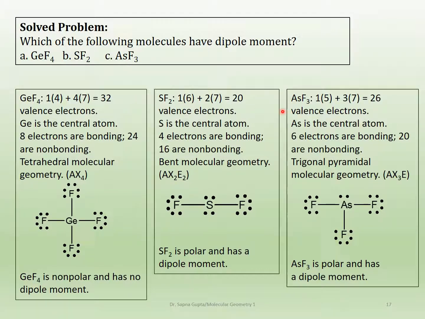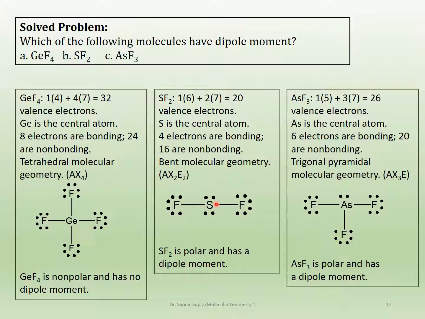SF2, again draw the Lewis structure of it properly. Sulfur is going to be our central atom here, and fluorine is going to be on either side of it. So now sulfur is here, fluorine is here. Sulfur has 6 valence electrons. 2 of them are bonded and 4 of them are not bonded. 1, 2, 3, 4. 4 electron groups.